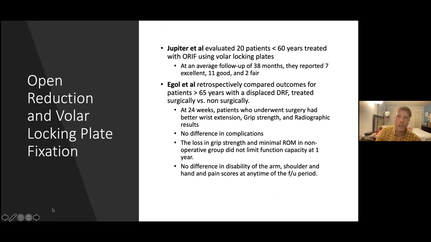So again, this was studied by Jupiter et al. and Eagle et al. And what Jupiter found was that in evaluating 20 patients less than 60, they did have good follow-up at average at 38 months, 7 excellent, 11 good, and 2 fair follow-up results reported by the patients.